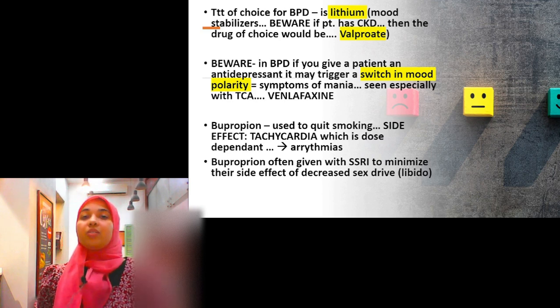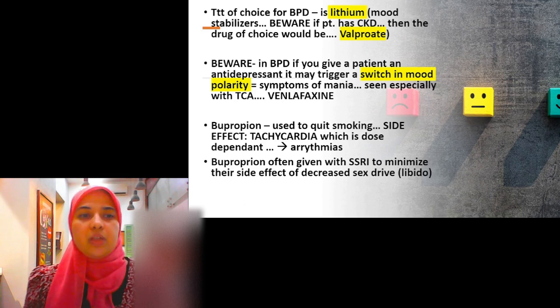If you want to quit smoking, the drug of choice that you want to go with is bupropion, and you want to be aware of tachycardia and arrhythmias as side effects for it.